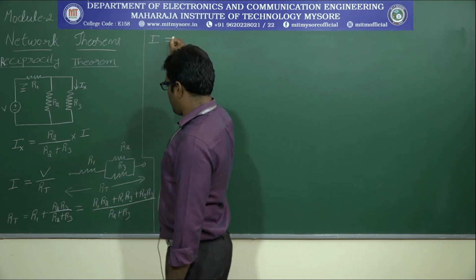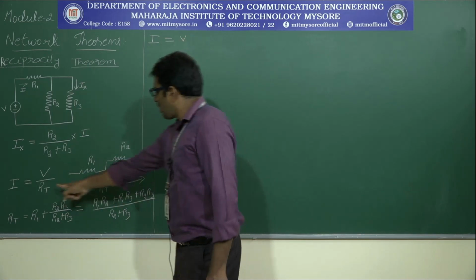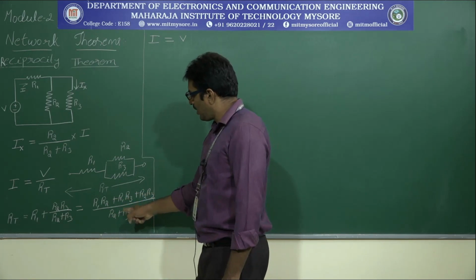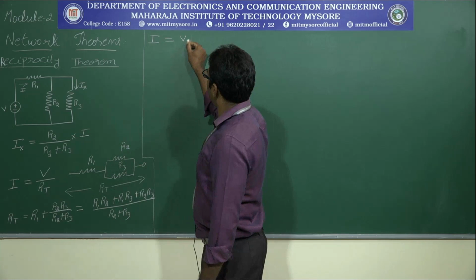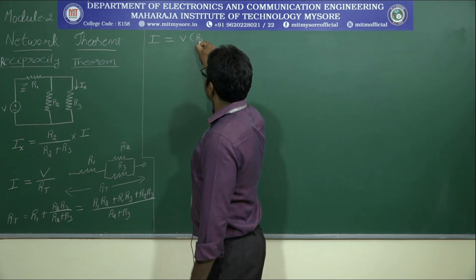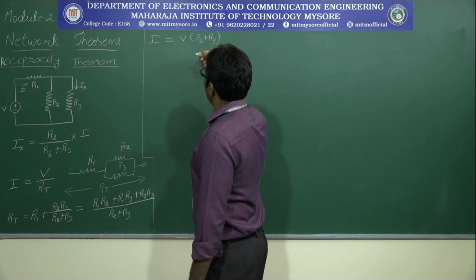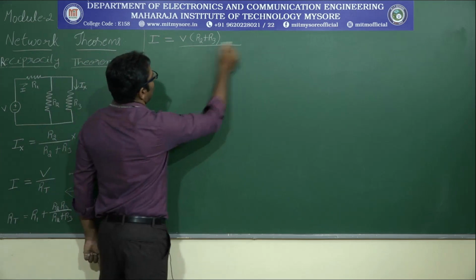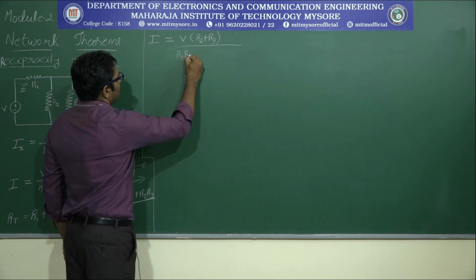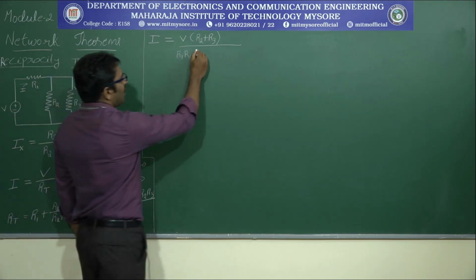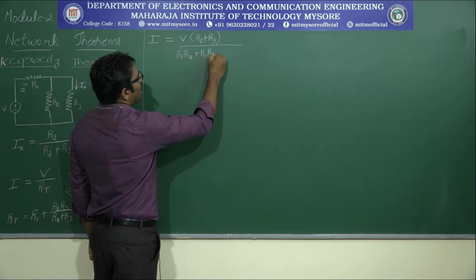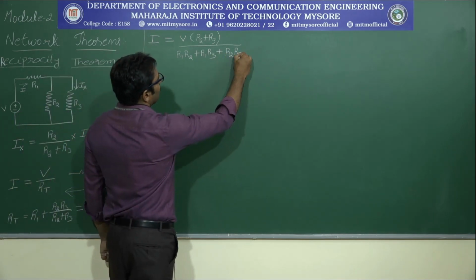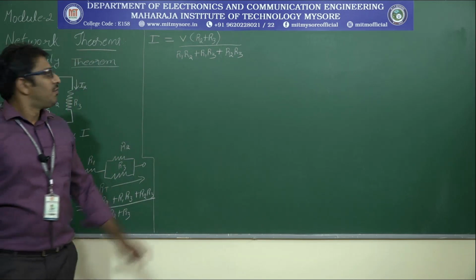Therefore I is equal to V into, because RT means R1 R2 plus R1 R3 plus R2 R3 divided by R2 plus R3. The denominator goes to numerator, V into R2 plus R3. Then remaining, what is that? R1 R2 plus R1 R3 plus R2 R3. So we got the expression for I.